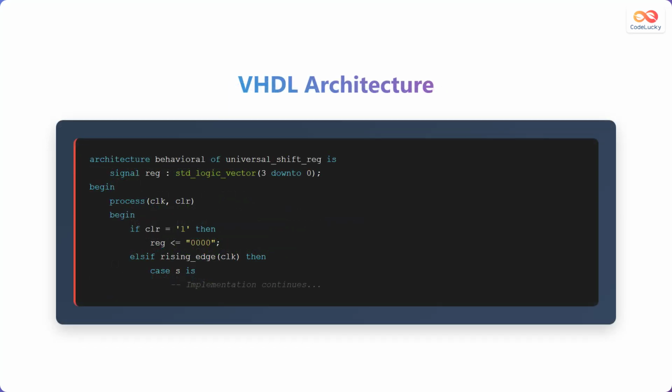Here is the beginning of the VHDL architecture for the universal shift register, detailing its behavior. The architecture is named behavioral and is associated with the entity that is named universal_shift_reg. Inside the architecture, a signal is declared that is named reg, which is a standard logic vector of size 4, going from 3 down to 0. The process is sensitive to the clock and the clear signals. If the clear signal is 1, then the register is reset to all zeros. Otherwise, if the clock signal has a rising edge, then a case statement is initiated based on the value of the input S. The implementation of each case will determine the behavior of the shift register.